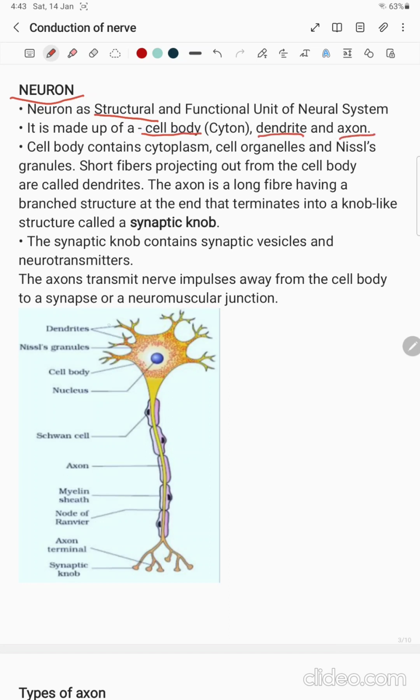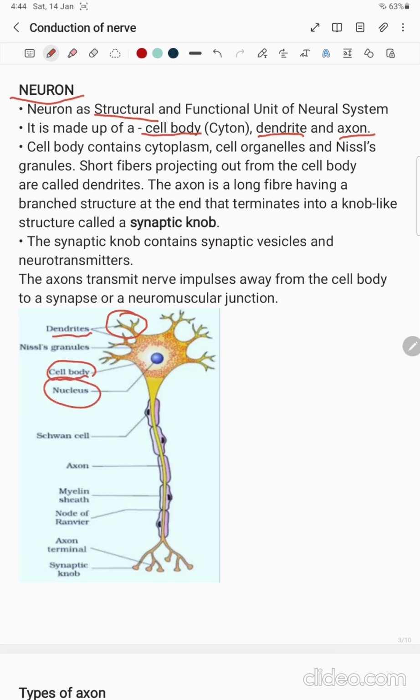So what is this dendrite? The dendrite is a finger-like or hair-like projection found in the neuron. The extension of the cell body in the form of a finger-like projection is called a dendrite. Other than that, there is a cell body and a nucleus.